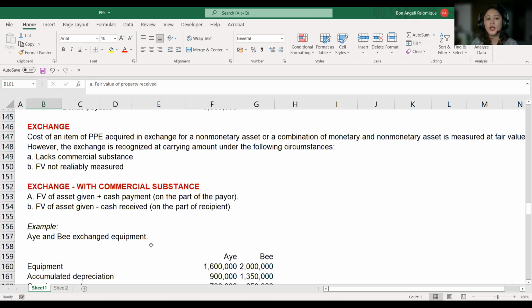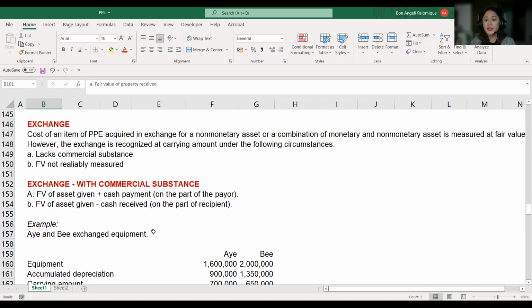Next, exchange. So, di ba, minsan parang pwedeng, sige, sa'yo na tong equipment, pero bigyan mo ako ng ganito, gano'n. So, kunyari mga gano'ng example. So, cost of an item of PPE acquired in exchange for a non-monetary. So, hindi pera yung binayad. Or a combination of monetary and non-monetary, pwede ring pera, pero may kasamang non-monetary asset, is measured at fair value.